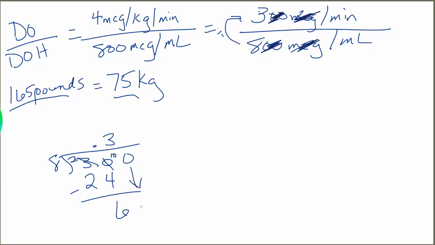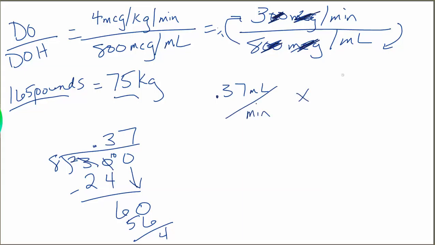Take a 0. Drop it down. 8 will go into 60 how many times? If you said 7 8s, or 56, you are correct. So you will see that we have a repeating number that's about to go on. So 0.37 milliliters per minute is going to be our answer. So now this would be written out as 0.37 milliliters per minute. And we know that we're going to infuse that with a 60 drop per milliliter set.